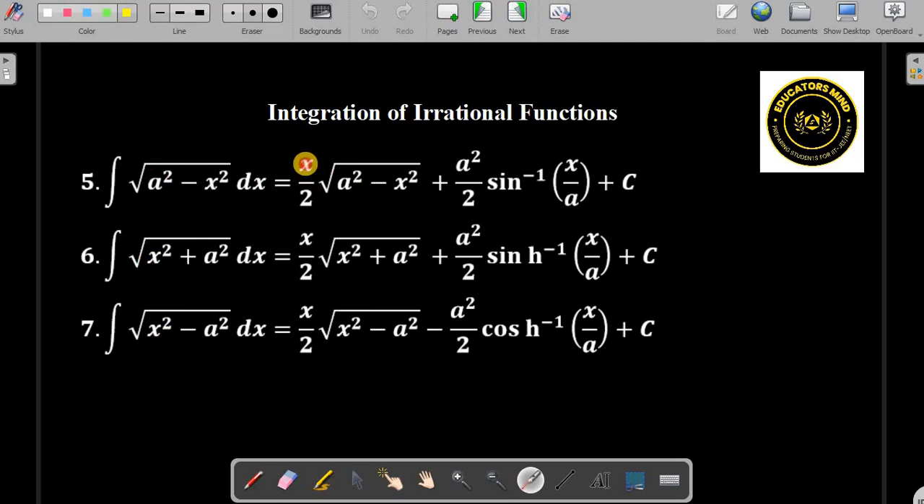Integral of root under a square minus x square dx means x by 2 root under a square minus x square plus a square by 2 sine inverse x by a plus c. Okay. Similarly, root under x square plus a square is x by 2 root under x square plus a square plus a square by 2 sinh inverse x by a plus c. This is a hyperbolic function inverse. Okay. Root under x square minus a square dx is x by 2 root under x square minus a square minus a square by 2 cosh inverse x by a plus c. Okay, so all these functions are there.